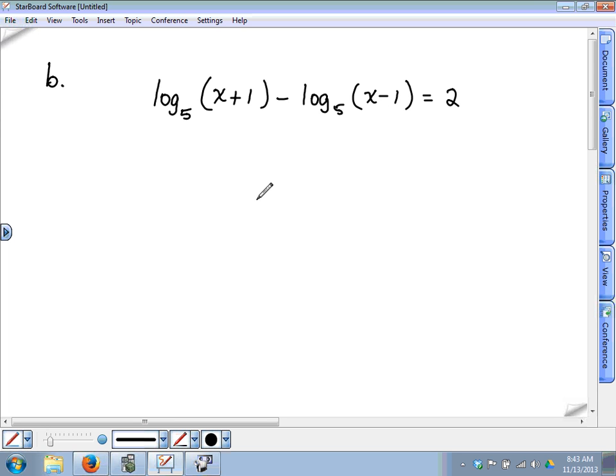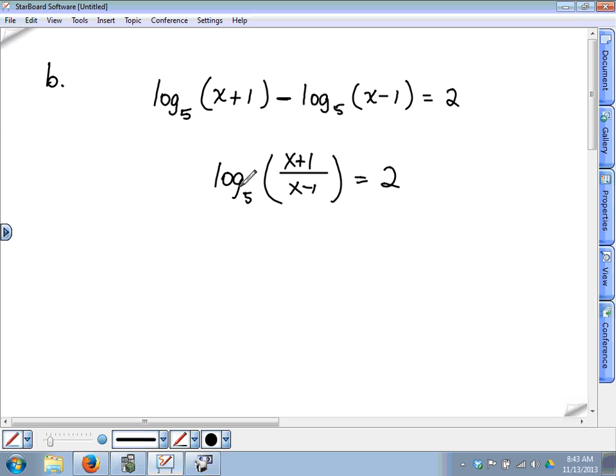Now, we have to condense these two logarithms. The problem is there's a minus sign. I guess it's not really a problem. It's a difference. We're taking the difference of two logarithms. So how do we condense it? Division. So we're going to have log base 5 of the quotient of x plus 1 over x minus 1, and that is equal to 2. Okay. Now we get rid of the logarithm.